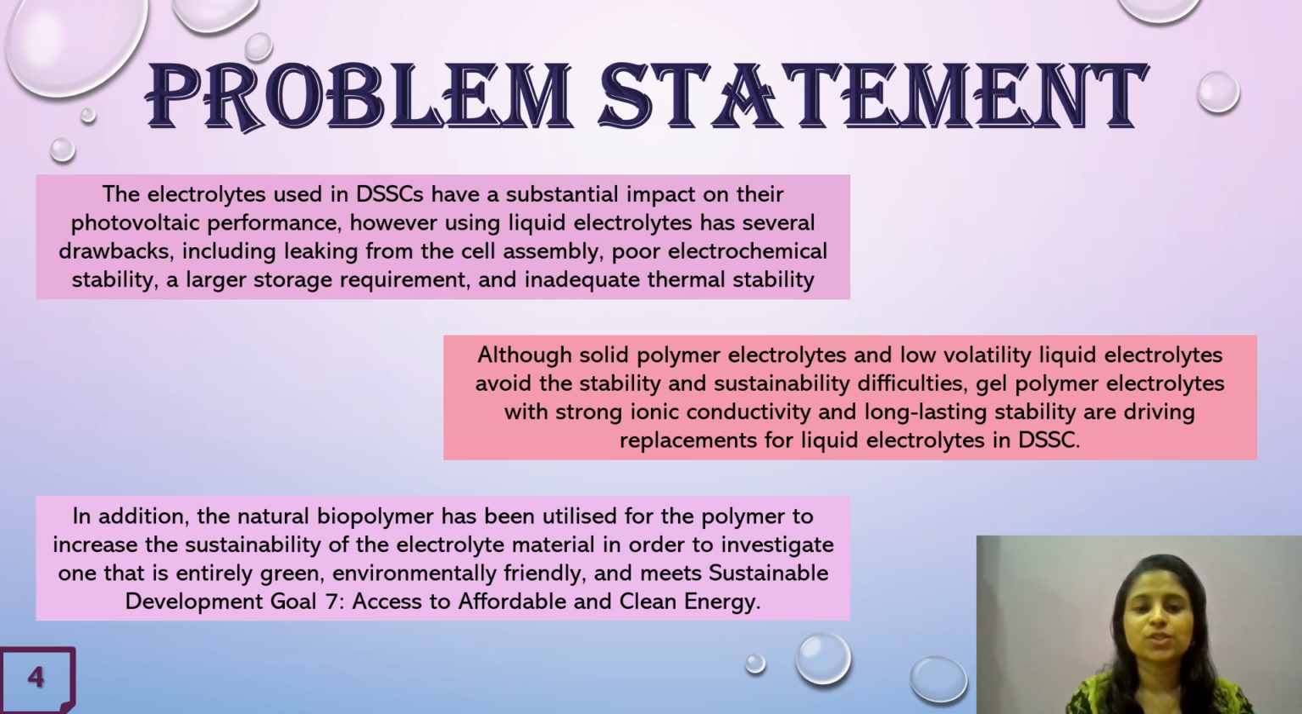Although solid polymer electrolytes and low volatility liquid electrolytes avoid the stability and sustainability difficulties, gel polymer electrolytes with strong ionic conductivity and long-lasting stability are driving replacements for liquid electrolytes in DSSC. In addition, the natural biopolymer has been utilized for the polymer to increase the sustainability of the electrolyte material in order to investigate one that is entirely green, environmentally friendly, and meets the Sustainable Development Goal 7, which is access to affordable and clean energy.